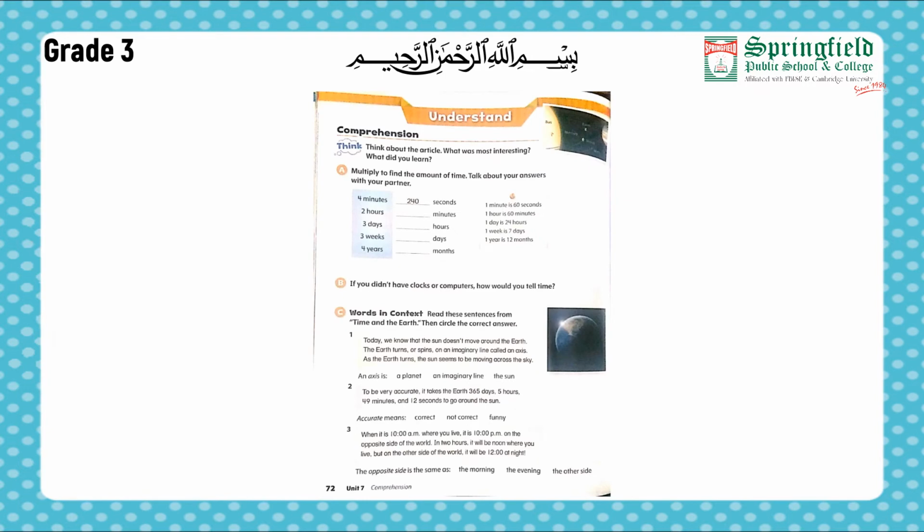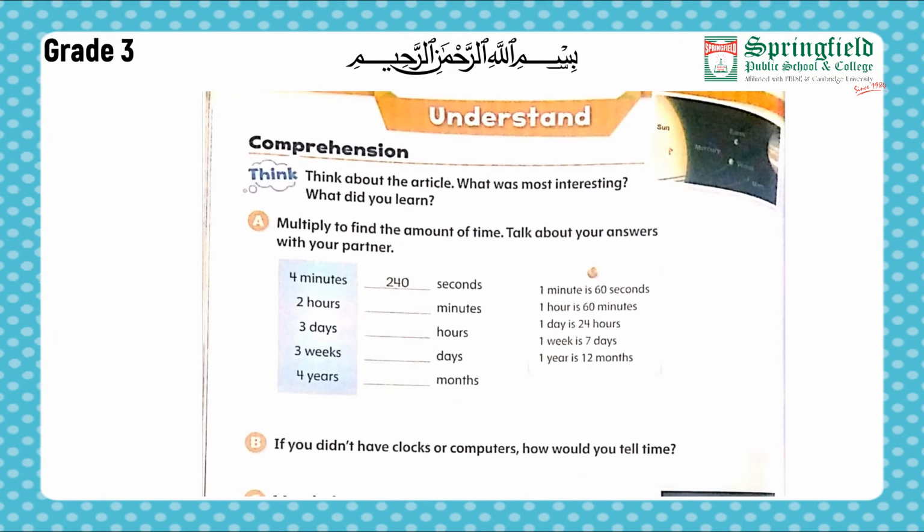Now moving towards page number 72 of the Oxford Discover Student Book. Here we have got the understand part, comprehension. First of all, we have our think portion. Think about the article. What was the most interesting? What did you learn? Now, the most interesting thing about the article was the time zones, as it was a totally new concept. I learned that our Earth has been divided into 24 time zones. Here you have to think and give your own opinion. What was the most interesting thing to you?